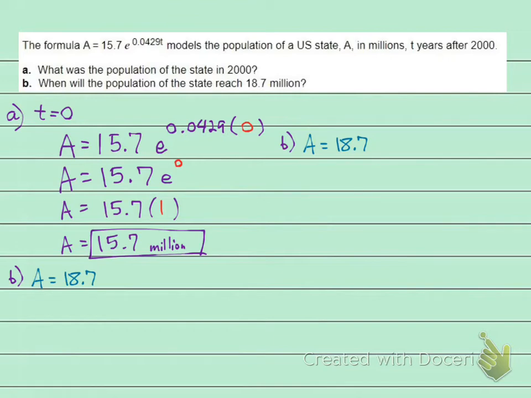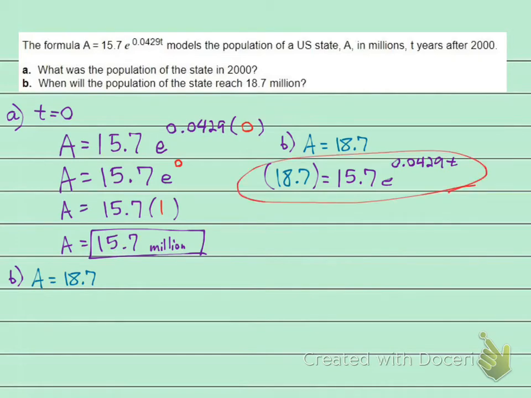The equation is A equals 15.7 times e to the power of 0.0429 t. All right, now I know that A is 18.7. I'm going to plug that in right here, so I'm plugging in for A 18.7. And now we have an equation, and we need to solve for t. So I'm only looking at this part right here. Now t is up in that exponent. We want to get it out of that exponent.